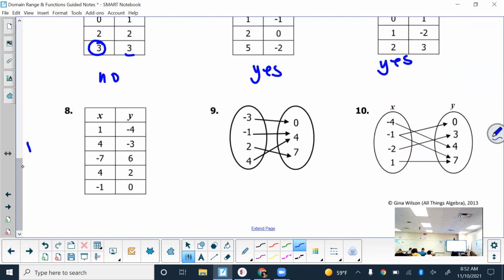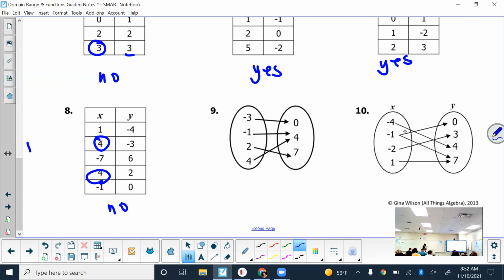All right, is number 8 a function? What repeats? 4. Good. No repeating x's, or at least they should not have different y values. Good. Now we have some maps here. The maps will never list a repeating number. If anything, they will just have another arrow pointing if it does repeat.